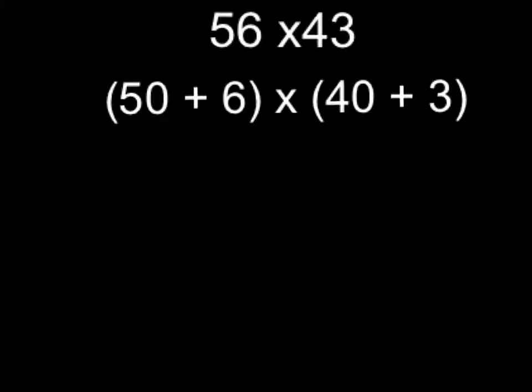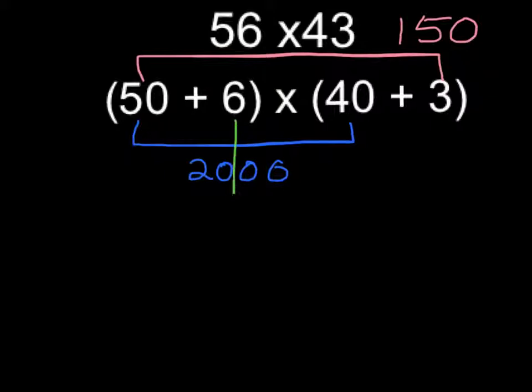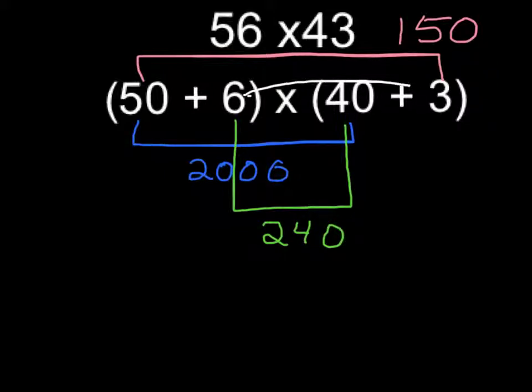The FOIL method stands for first, outer, inner, last. Inside the parentheses, the two first numbers are 50 times 40. Much like the array method, we get a product of 2,000. Next, we multiply our two outer numbers, and we get a product of 150. By multiplying our two inside numbers, we get a product of 240. And by multiplying 6 times 3, we get a product of 18.